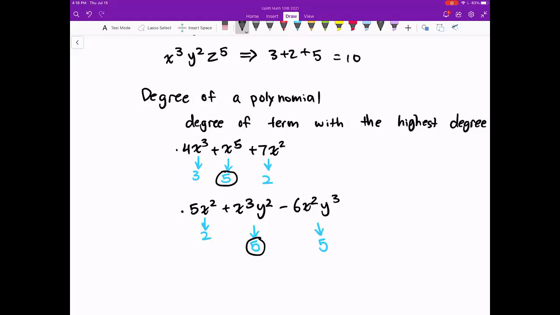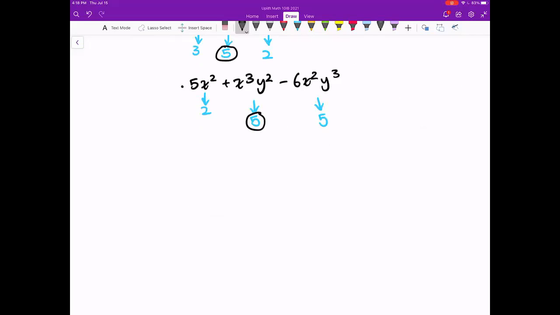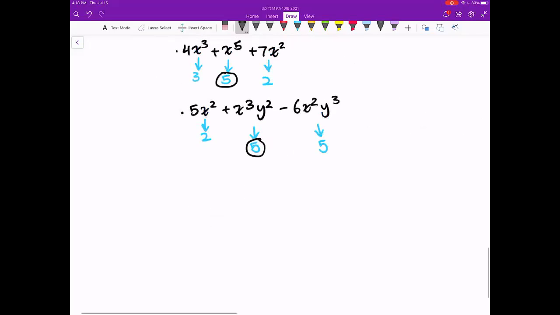Note that even though we have 2 terms with the same degree, we don't really care about that. All we care about is the number itself. So in this case, it will be 5 no matter which one you choose. Just the highest.